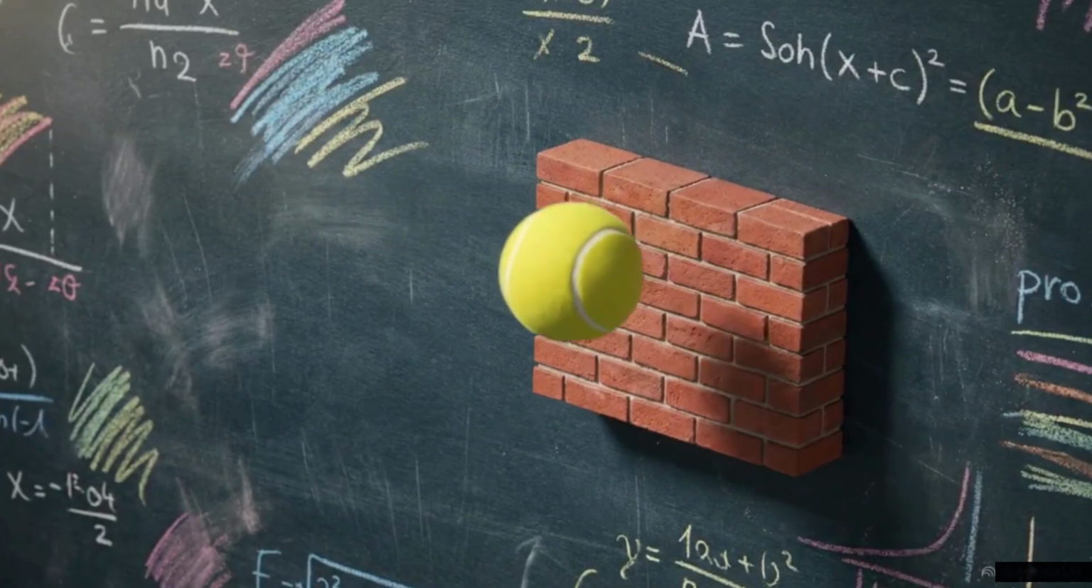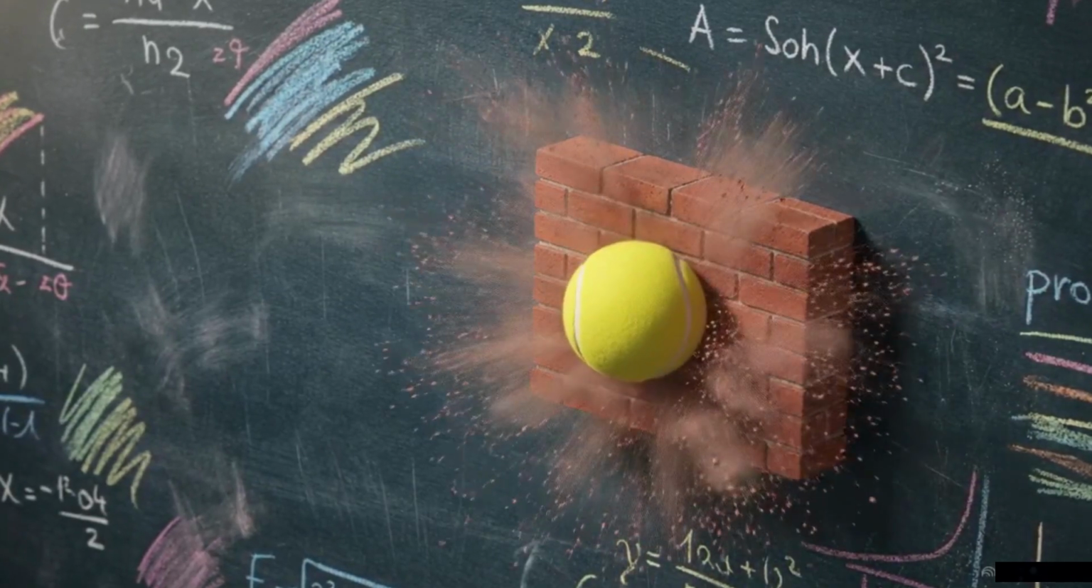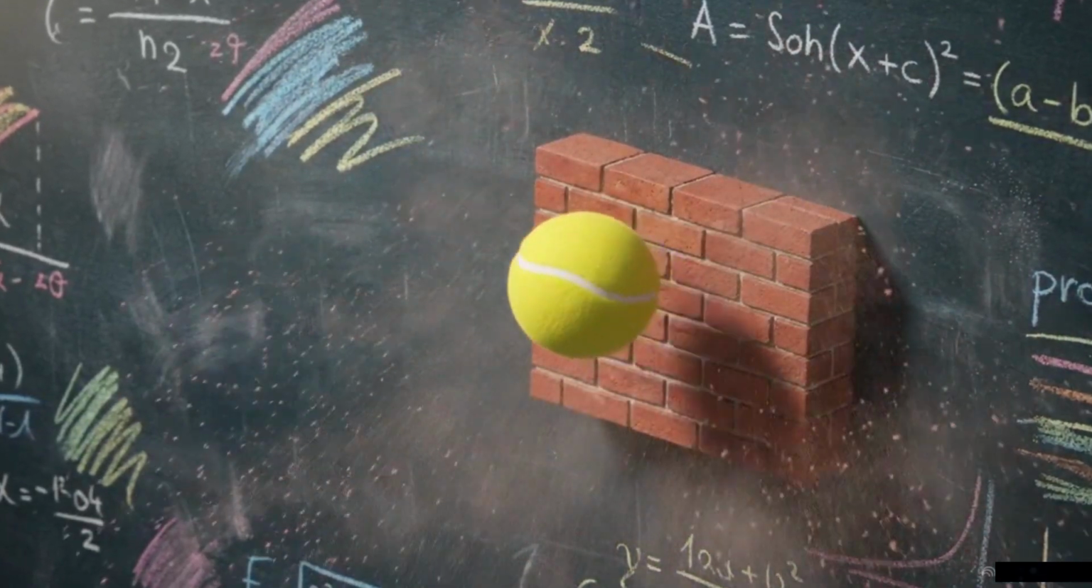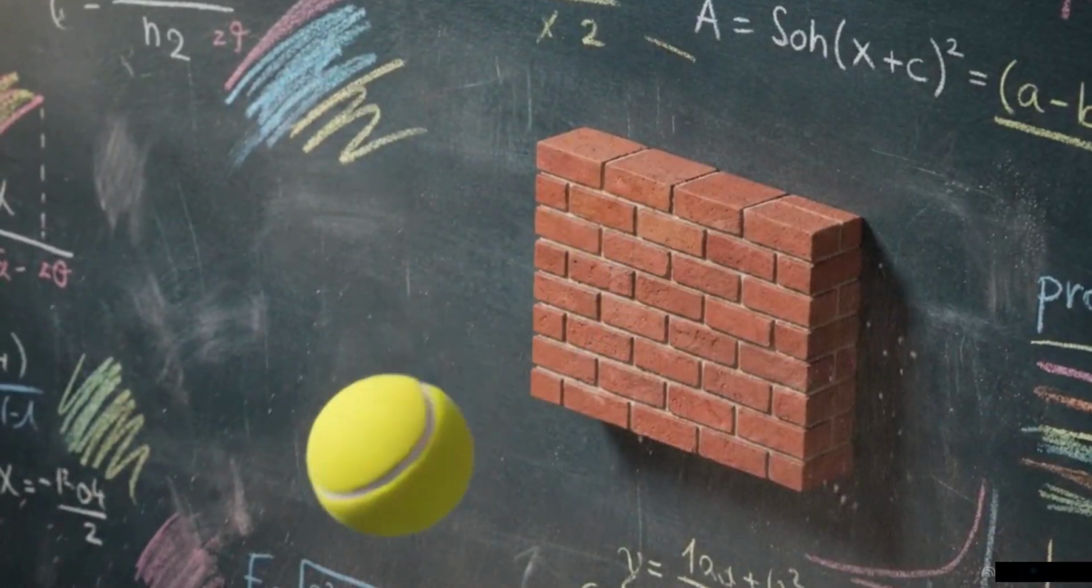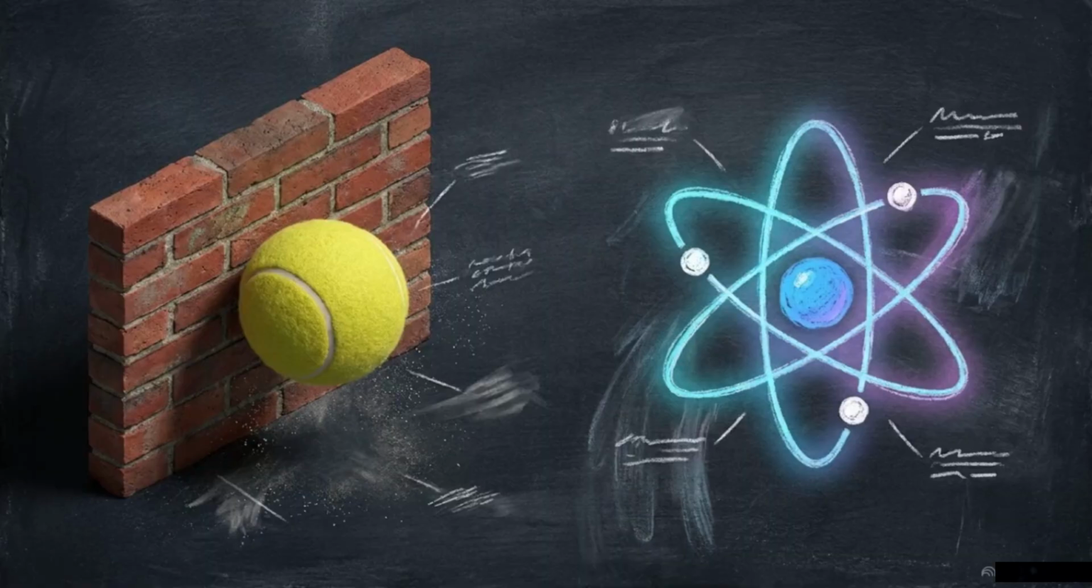If you throw a tennis ball against a solid brick wall, the rules are very simple. The ball hits the bricks and bounces right back, every single time. But scientists have spent decades arguing over whether those same rules apply when things get very, very small.